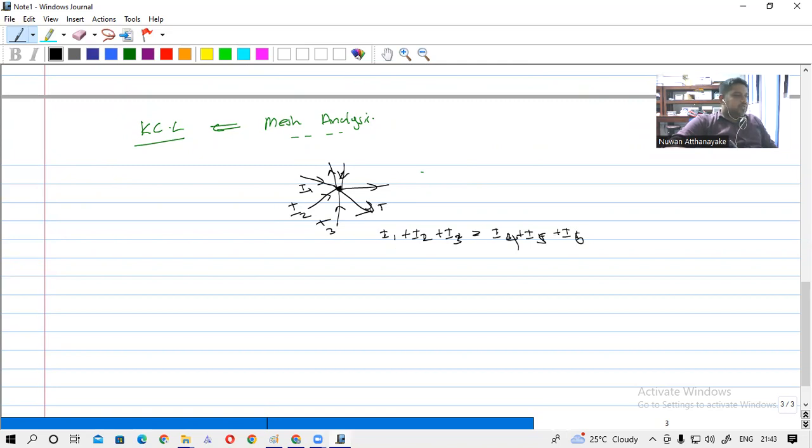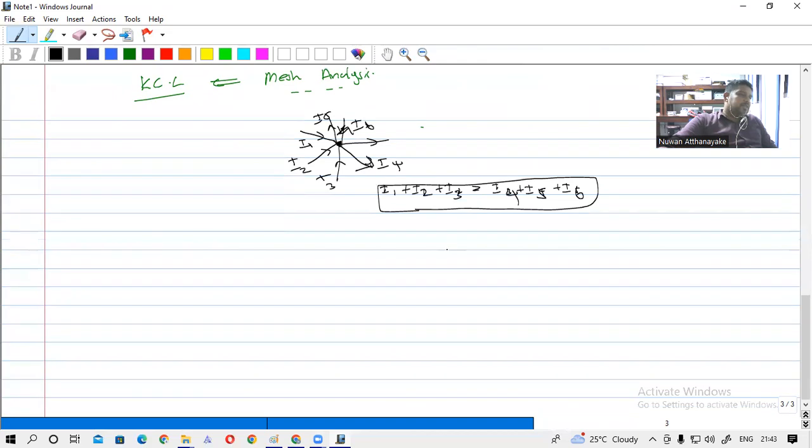Then I4, I5. Let's say that this is in direction I5, I6. So the algebraic sum will be 0. I think you can remember these things. Take a very simple example: if we have this kind of resistive load, let's say that in this way.